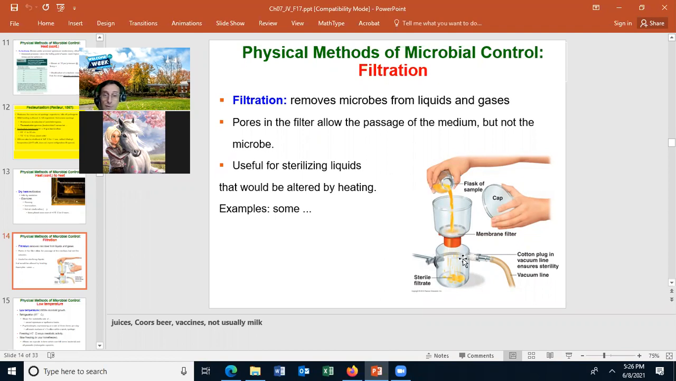Filtration is not usually done with milk. The large fat molecules, or globules of fat, and the large proteins of milk would clog the pores of the filter. And so we don't usually filter milk. Any questions about filtration?